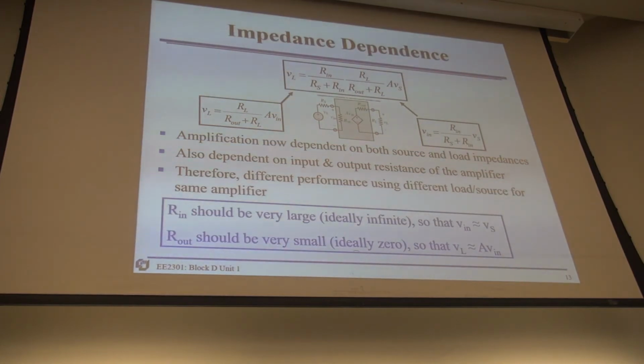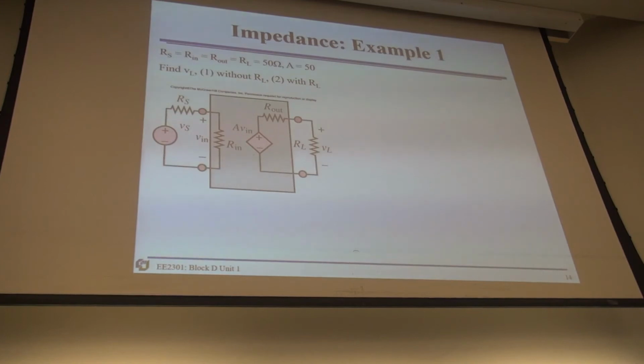So it's called input resistance, as big as possible, and output resistance is as small as possible. Ideally R out is 0, and ideally R in is infinity. That will increase the accuracy. So here's an example.